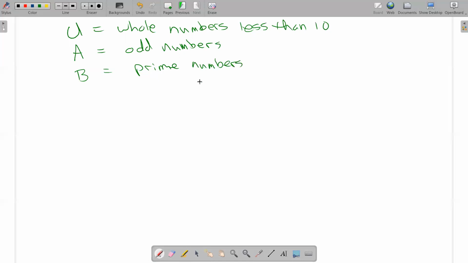And I'm skipping my redundancy about whole numbers less than 10 because I've already said, hey, that's my universe, right? So in this case, B would be prime numbers that are in the universe, which means they have to be whole numbers less than 10. So I'm going to try to draw a picture of that with a Venn diagram.